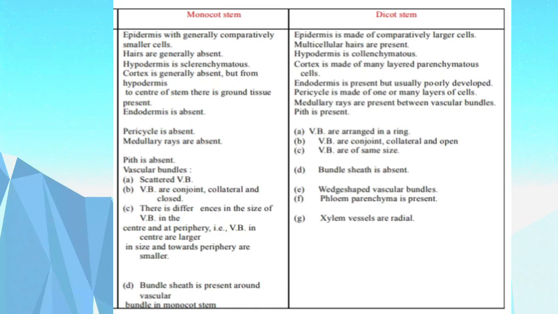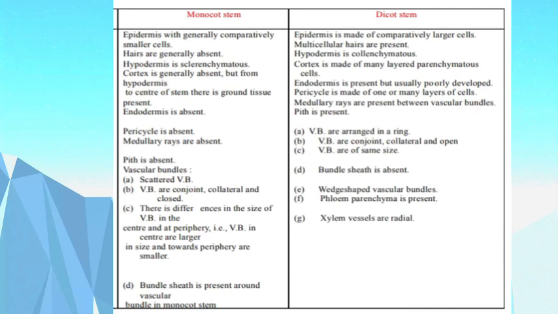Pericycle is absent in monocot stem, but pericycle is like semilunar patches in dicot stem. Medullary rays are absent in monocot stem, but medullary rays are present between vascular bundles in dicot stem. Pith is absent in monocot stem, but pith is present in dicot stem. Coming to vascular bundles, they are scattered in monocot stem, but arranged in a ring-like structure in dicot stem.